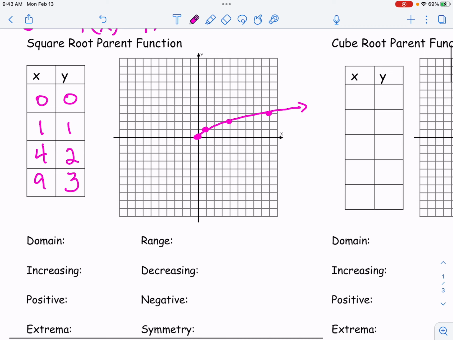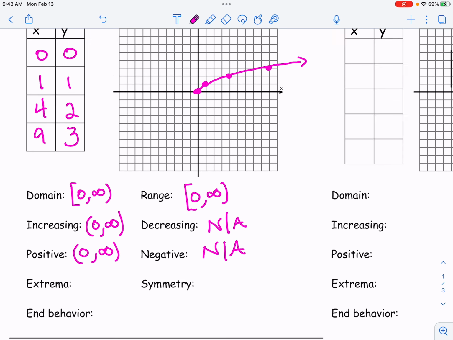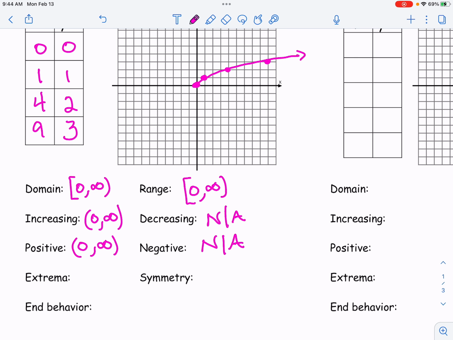Okay, so your domain for this one starts at 0 and goes to positive infinity. The range starts at 0, goes to positive infinity. It's increasing from 0 to positive infinity, decreasing nowhere. It's positive from 0 to positive infinity. It's negative nowhere. I do not have an extrema because, well, I have a minimum at 0. Your max extrema, there is none.